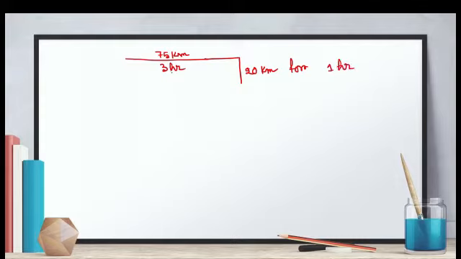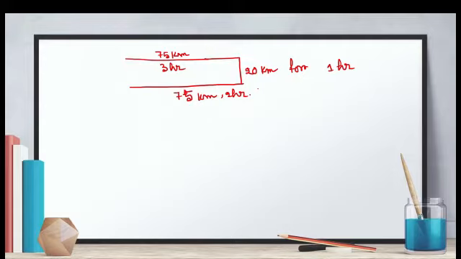Suppose a car moves 75 km for 3 hours and then 20 km for 1 hour and then the last 75 km in just 2 hours.